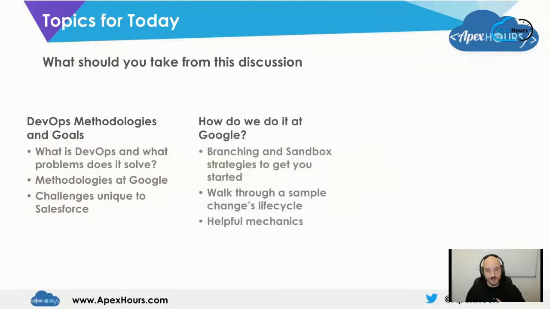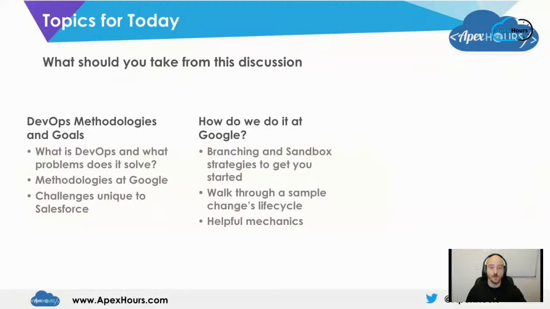Then we'll switch gears and talk about how we do it at Google. Google has a lot of Salesforce use. We've also got a lot of really cool infrastructure. So we've put together some pretty cool DevOps pipelines from scratch, and we're going to share with you how we did it. So we'll talk about branching and sandbox strategies to help you get started as a customer of Salesforce.